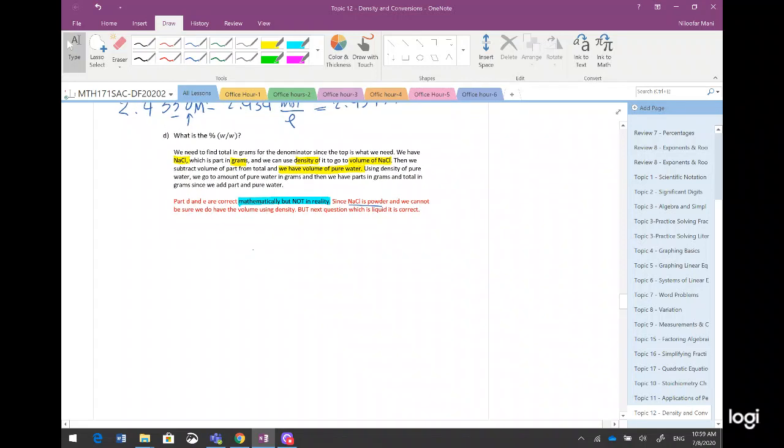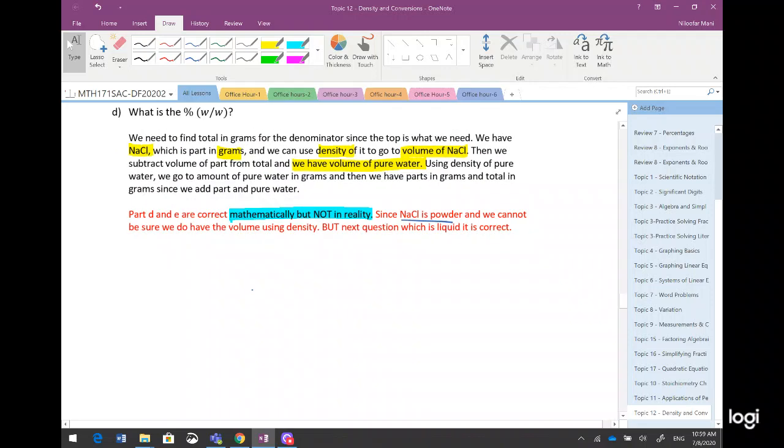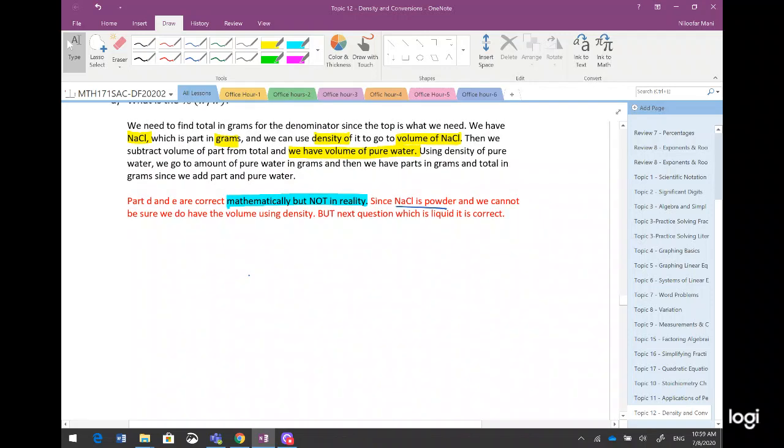So now here we want to go to W over W. For the top I am fine, I can just use part A, but for the denominator I need to go to gram, and for the denominator I have milliliter. So what should I do here? Here I can zoom in. We need to find the total in gram for the denominator, since the top is what I need.